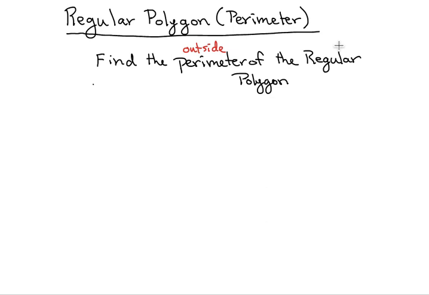Regular means the same. So it means that the outside parts are all the same, not just part of them or one of them, but they're all the same. And polygon just means that it's like a square or a triangle. It's got straight sides, and what we call a closed figure, meaning they're all connected. All right, so if we take a look at finding a perimeter of a polygon.